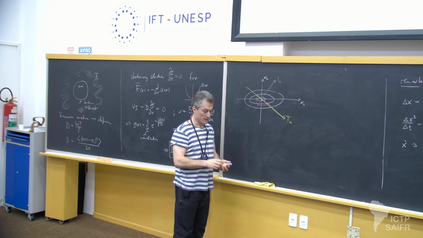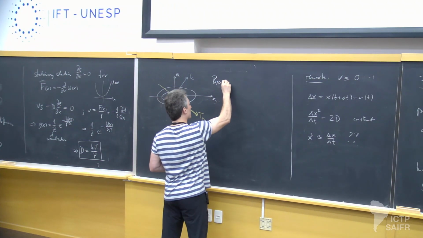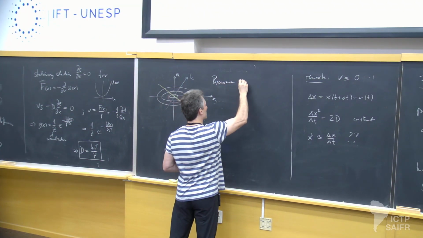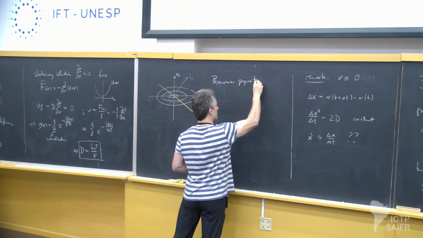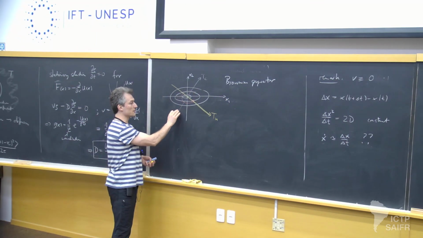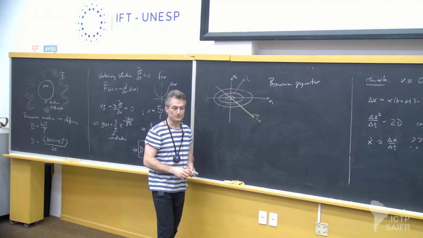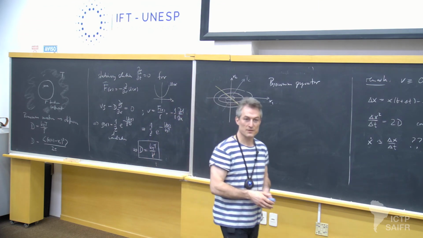And there are many more examples. This here is called the Brownian gyrator. It's a fun system because you can calculate it, you can solve it explicitly. You can write down the full solution. Does that answer your question?